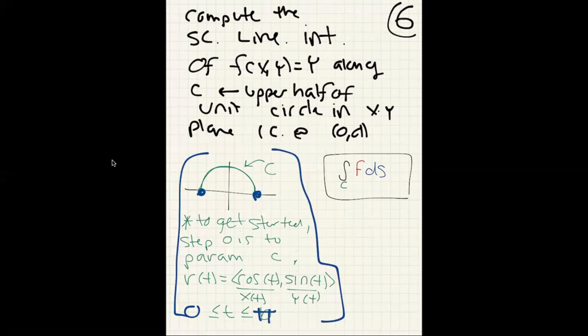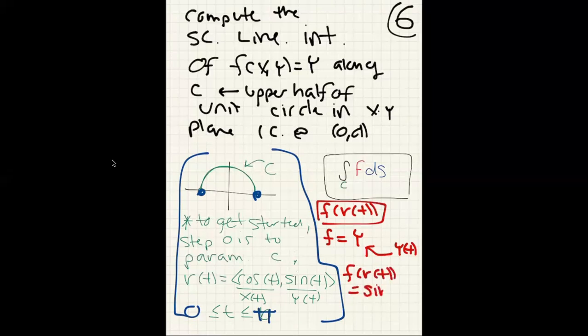Next step is one of the easier steps, and that's we need to find f of r of t. So in this case, what does this mean? Well, f was merely y. So wherever I see an x or a y, I've got to replace it with my y of t. So along the curve, f of r of t is merely just sine of t. That was our y of t component. I don't have to square it or do anything, because the function wasn't telling me to do anything crazy. It's just copy down what the y component is. That's all it's telling me.